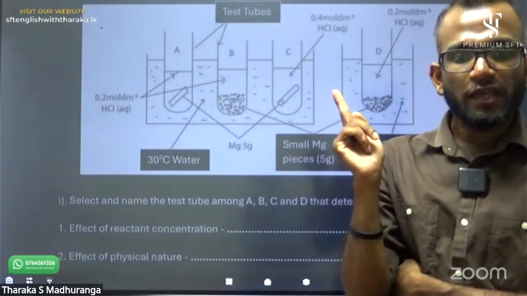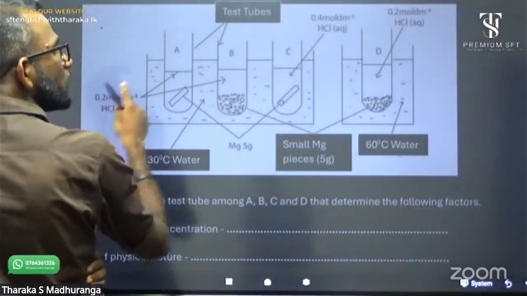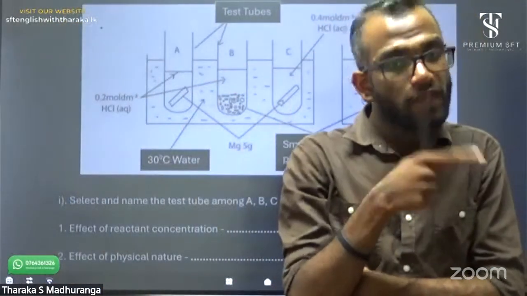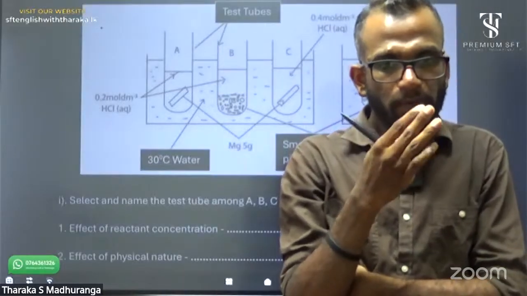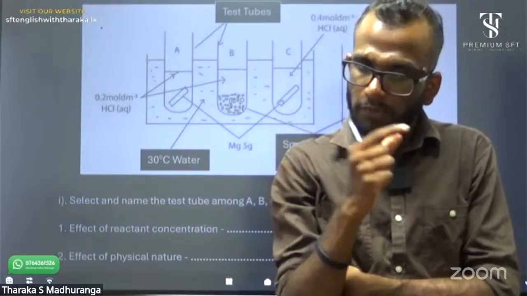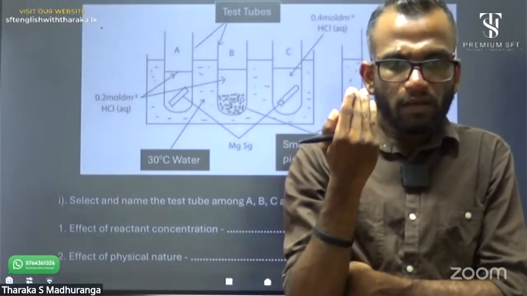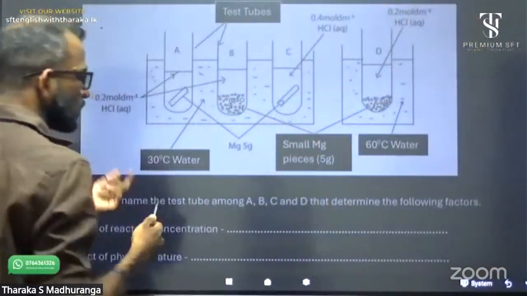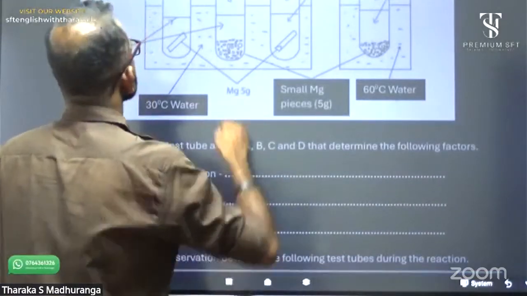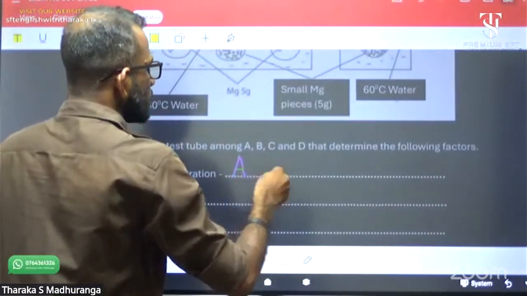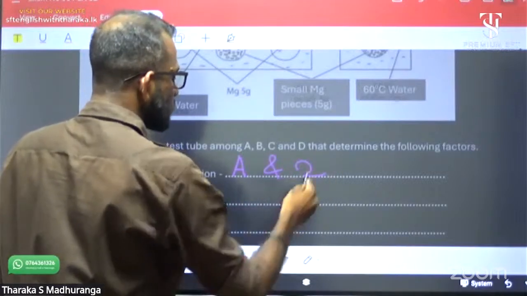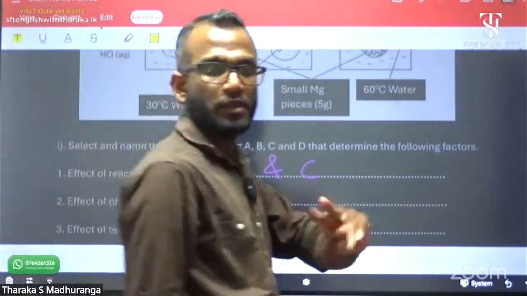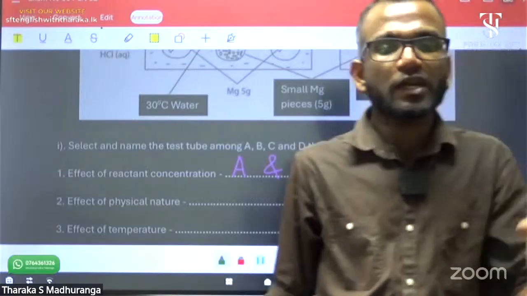But A and C: A concentration 0.2, C concentration 0.4, so concentration difference. But temperature, same water bath, temperature okay. Physical nature, magnesium strip in A and C, okay. Catalyst, none added to either. Then A and C. Two test tubes are required to conduct an experiment, at least two: experimental sample and control sample.